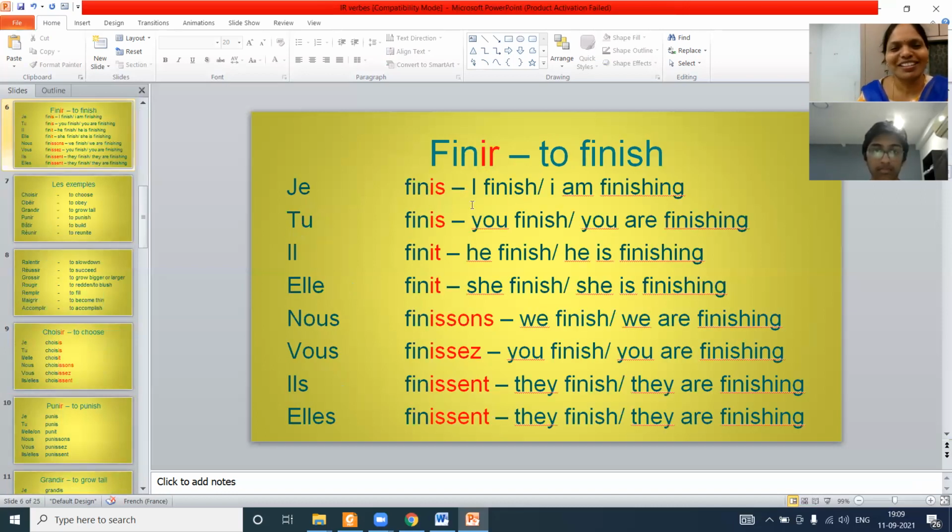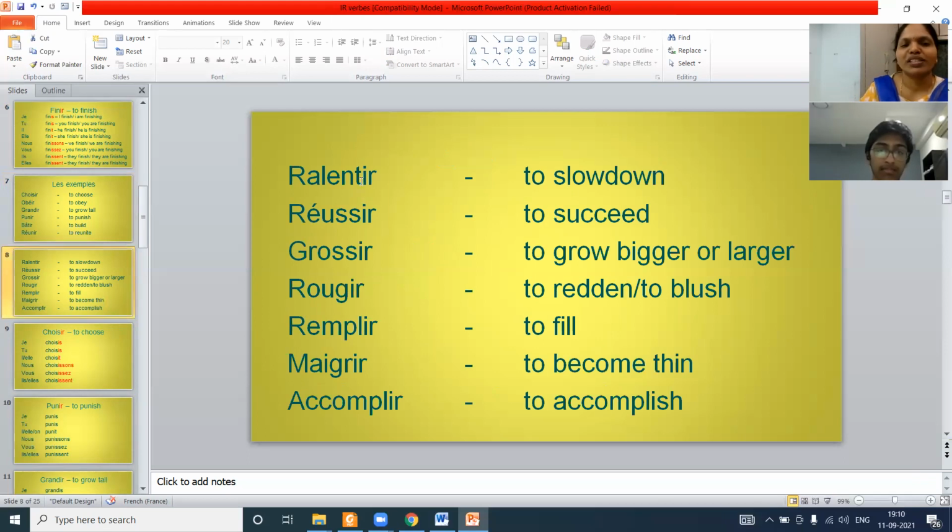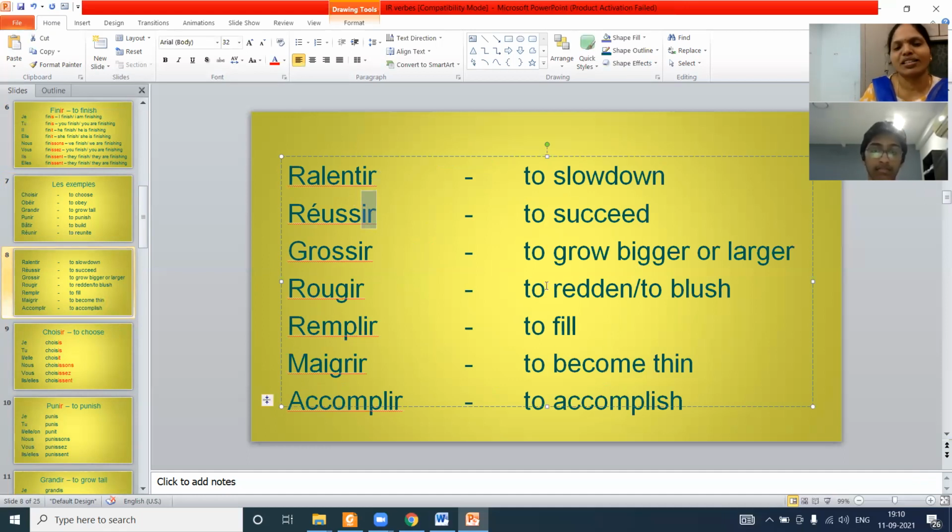Okay, and so finir, to finish. Do you know this one, Smaran? These are all examples. Choisir, to choose. Obéir, to obey. Grandir, to grow tall. Next one, punir, to punish. Bâtir, to build. Réunir, to reunite. Ralentir, to slow down. See, all are IR, Smaran. Réussir, to succeed. Grossir, to grow bigger. Rougir, to redden, to blush. Remplir, to fill. Maigrir, to become thin. Accomplir, to accomplish.